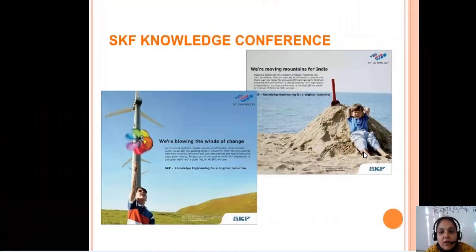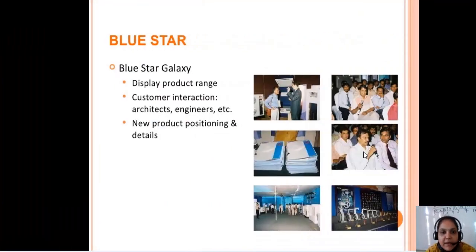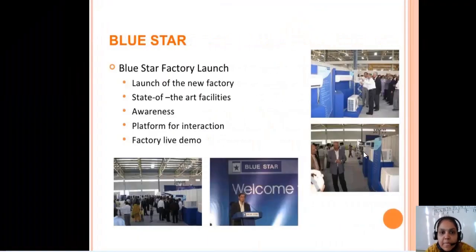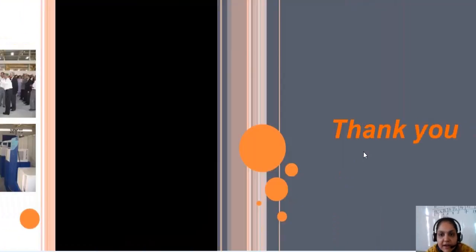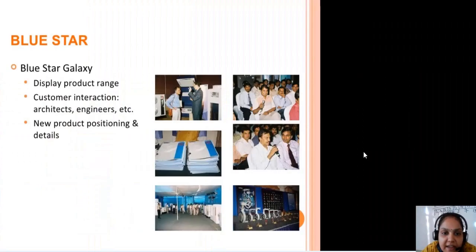Then at the knowledge conference, these are the things they showcased: prospectors, Blue Star Galaxy, display products, customer interaction. New product positioning and detailing were showcased. Blue Star, everyone knows about Blue Star, I hope. The launch of the new factory is the second case study. They talk about the awareness, the platform they are using, and a live demo of the factory they have invented. These were the two different case studies, dear student.